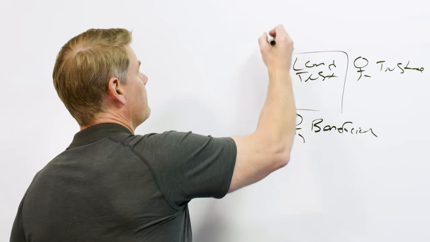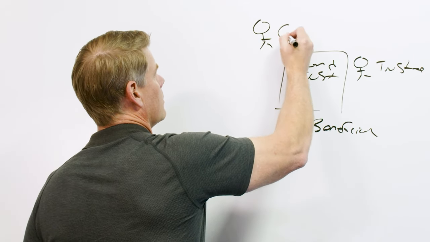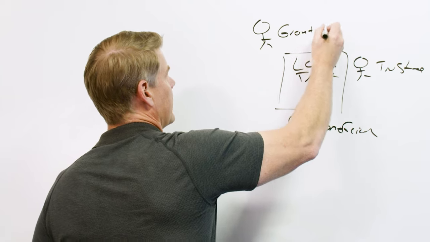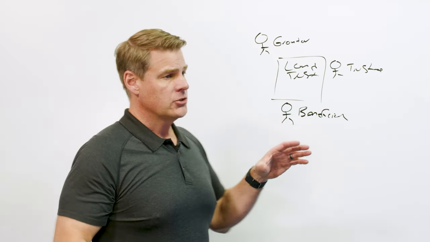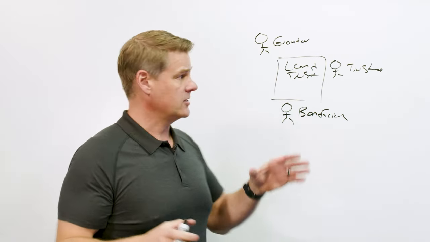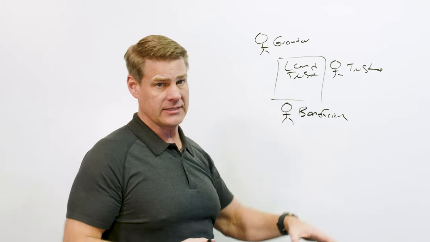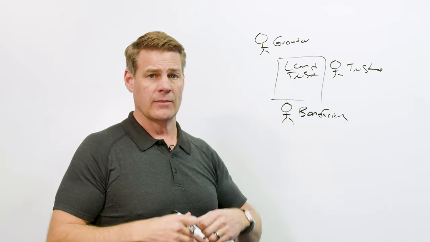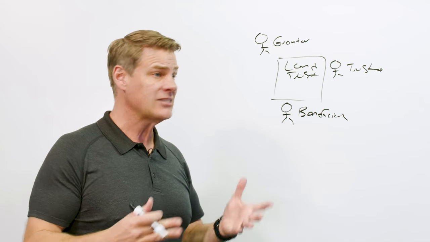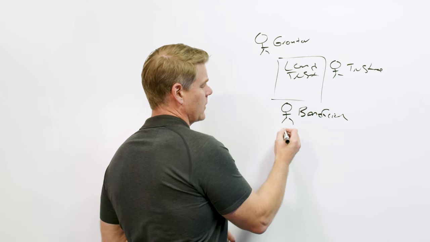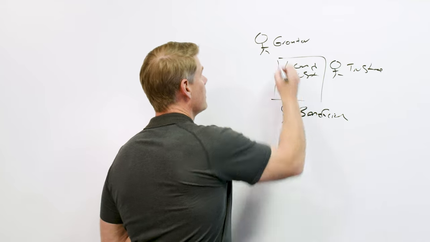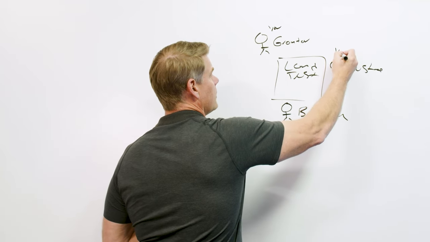And you have up here what's called a grantor. That is the person that creates the trust. So to create a land trust, you've got to have three parties in that trust agreement come together. Now this could be the same person. I wouldn't always recommend that, but it could be you here, and you here.